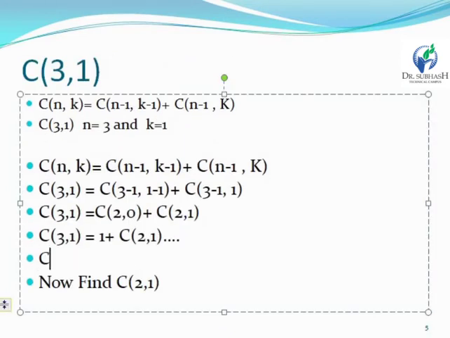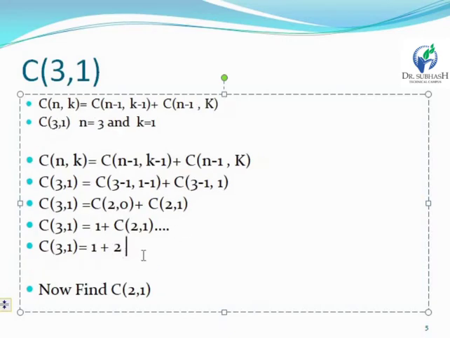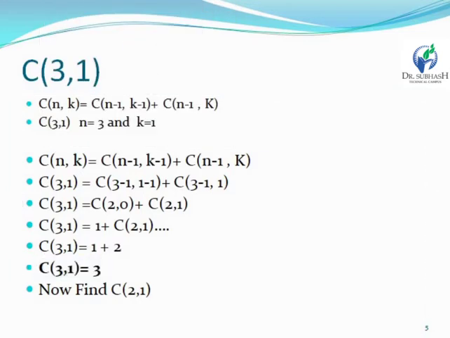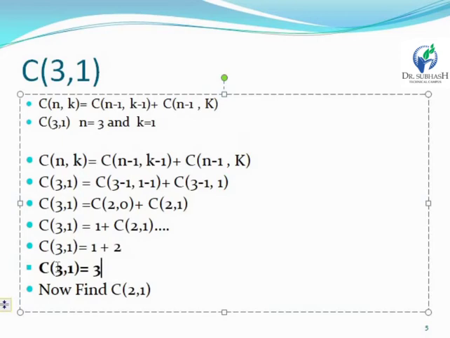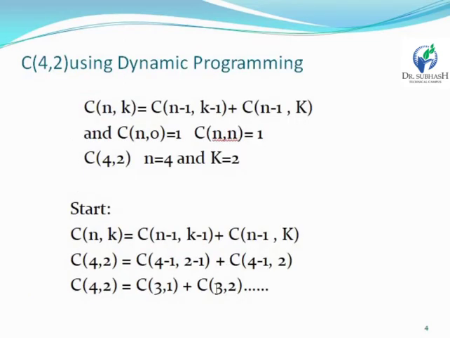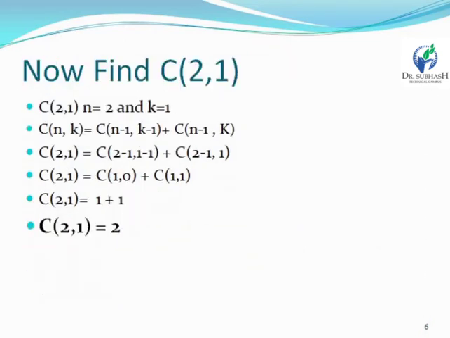So now you can find C of 3, 1. For 3, 1 it is 1 plus C of 2, 1 is 2. Now just put the value of C of 3, 1. Now the C of 3, 1 value is 1 plus 1, 3. So you can find C of 3, 1 finally. This C of 3, 1 you can put here also. You can find the first condition, but we can write here C of 3, 1 equal to 3. Now the next you can also find C of 3, 2 here also.